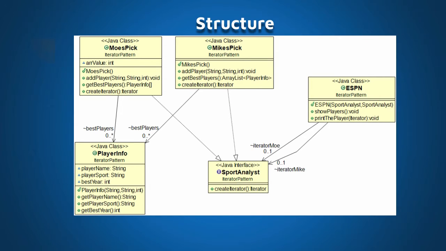Structure. So this is the class diagram for the code I used to represent the iterator pattern. I'll go through that later. But basically, you have ESPN, which has many analysts, and each analyst wants to pick their 3 favorite players. Mike does it using an ArrayList, Mo does it using an array. So rather than have someone go and rechange all of these or ask one of these 2 analysts to change what they did, you can just create a sports analyst interface, that's the iterator pattern, and that'll handle everything for you.